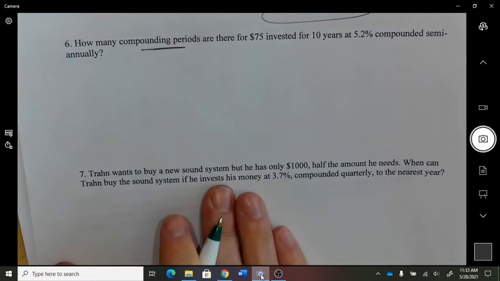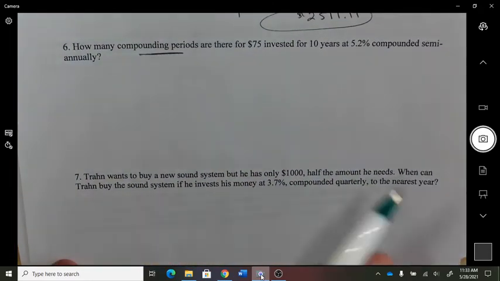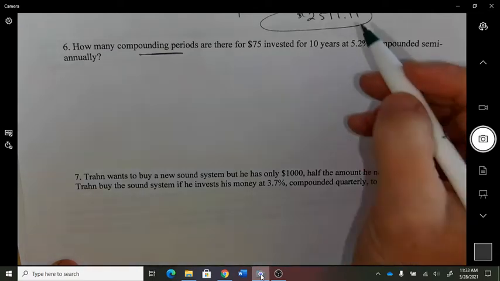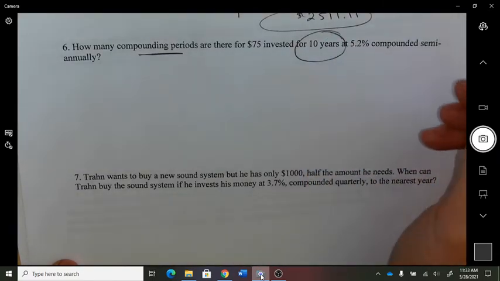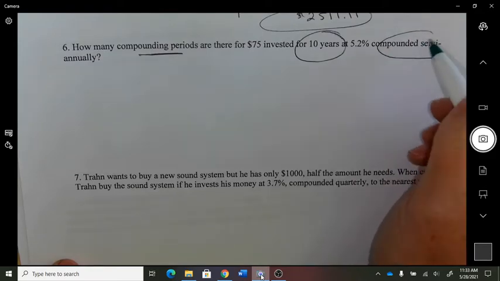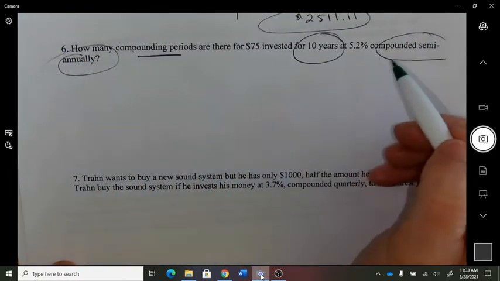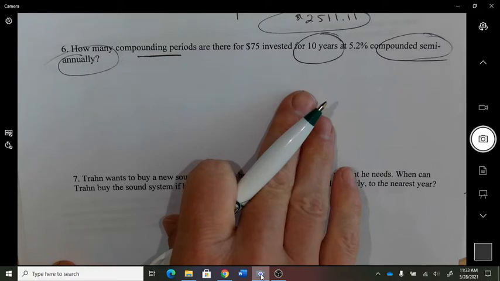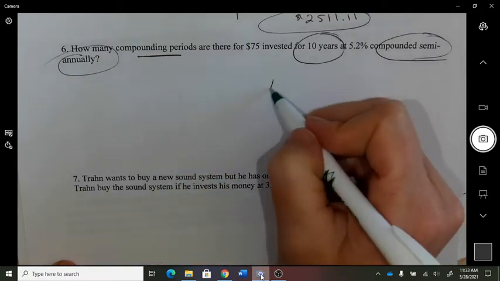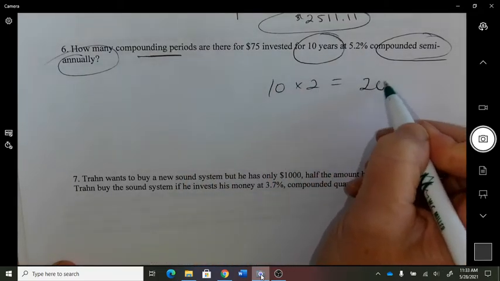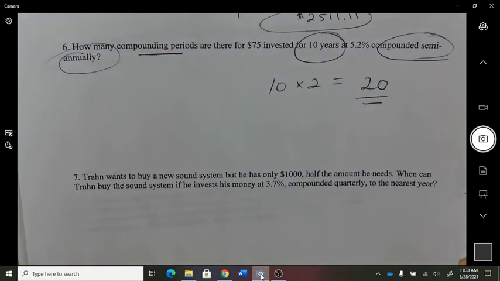How many compounding periods? So you're investing 75 bucks, 10 years, the rate compounded semi-annually. So this is the only thing I care about if I'm going 10 years and compounding semi-annually. 10 years, every year you end up doing it twice, so you end up compounding it 20 times.